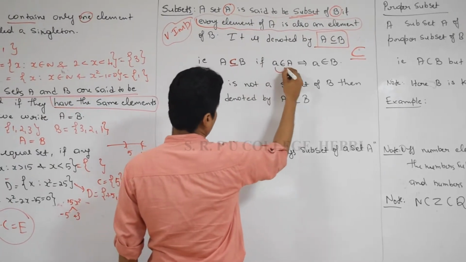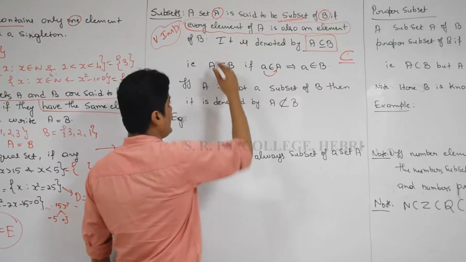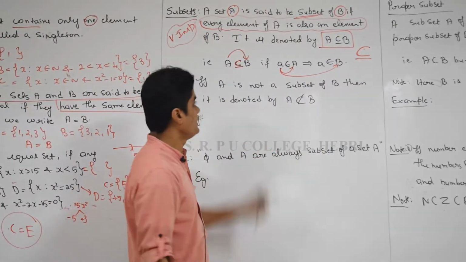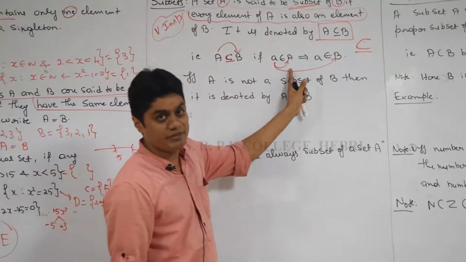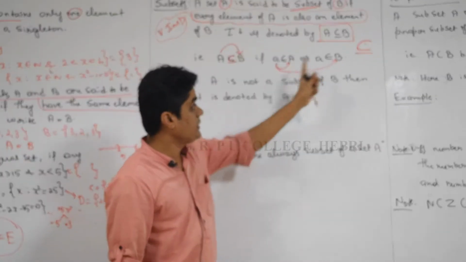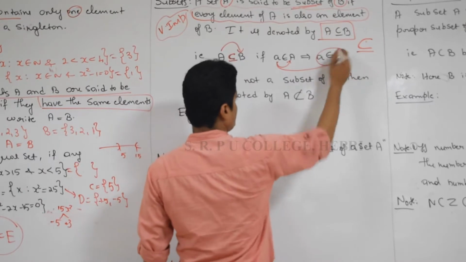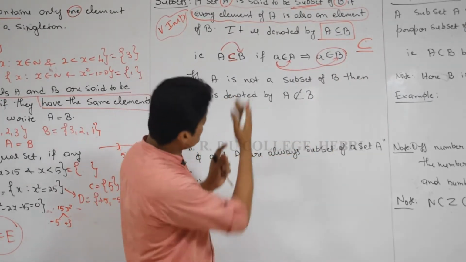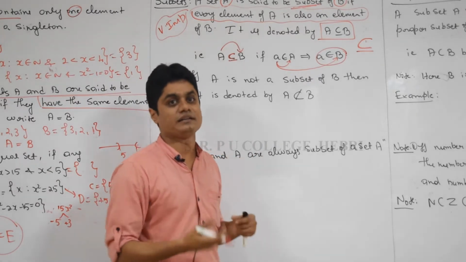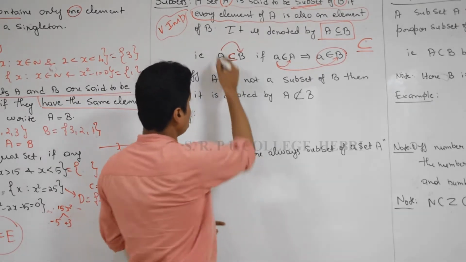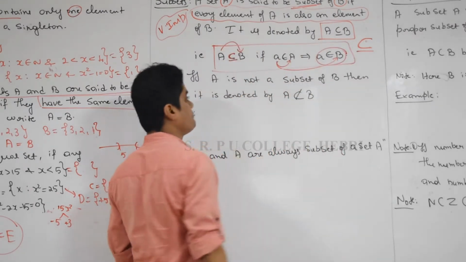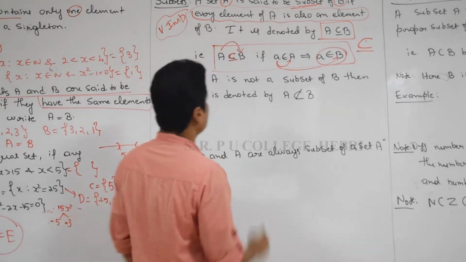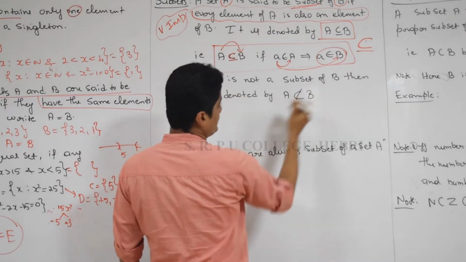If you take any element belonging to A, and A is a subset of B, then that element must be an element of B. I'll repeat. If A is a subset of B and you consider one element from A, that element must belong to B. If that element is not in B, then A is not a subset of B. This is nothing but the same sentence: every element of A is in B. So A is a subset of B if x belongs to A implies x belongs to B.